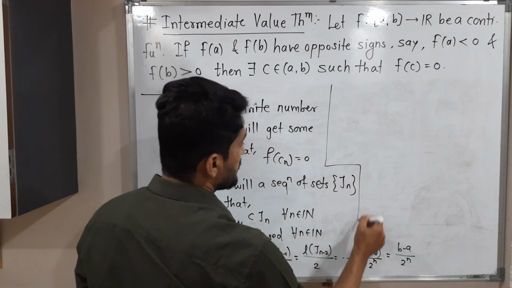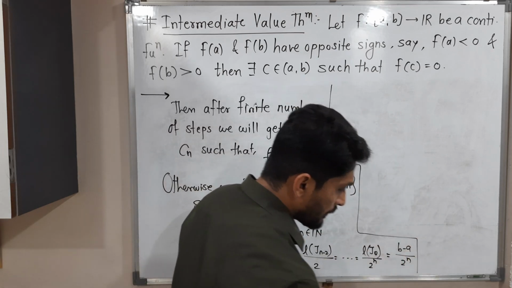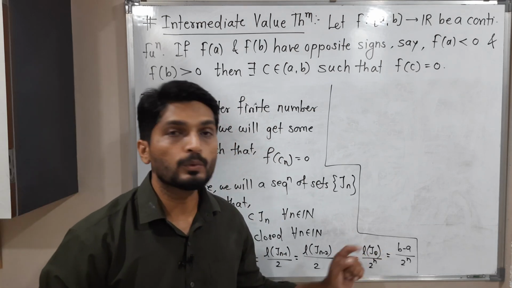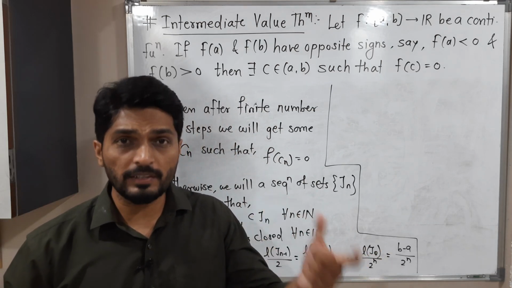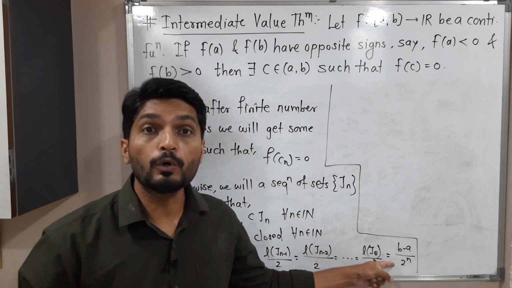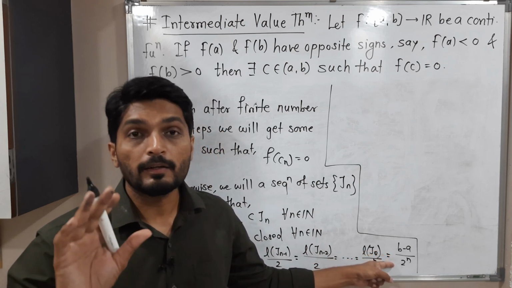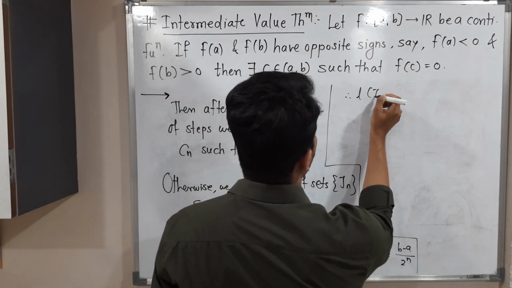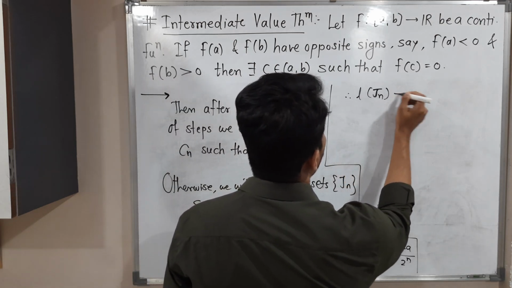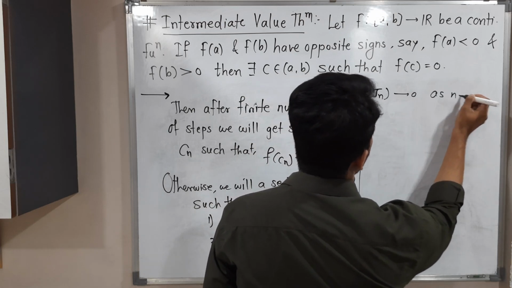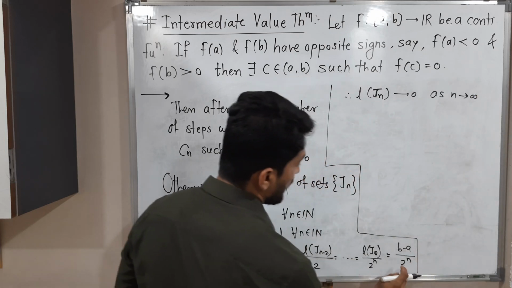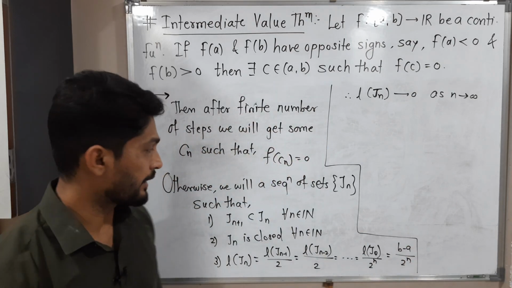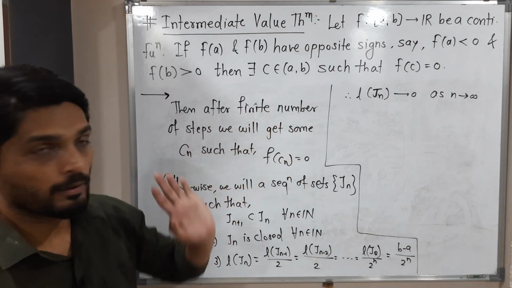As you can see, the numerator is fixed, and in the denominator we have 2 raised to n. That means if n tends to infinity, the denominator goes to infinity, so the value goes to 0. Therefore the length of Zn tends to 0 as n tends to infinity. As n tends to infinity, this will be infinity, and 1 upon infinity is 0. So these three conditions we have.